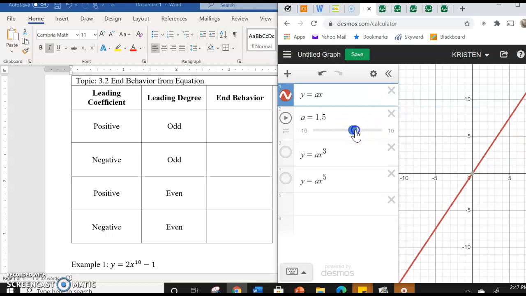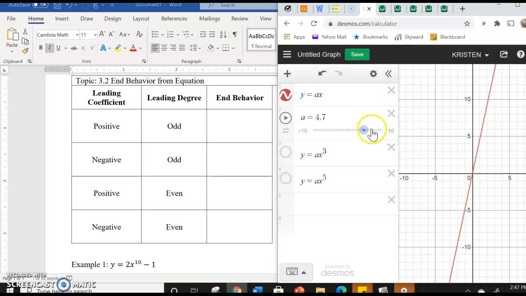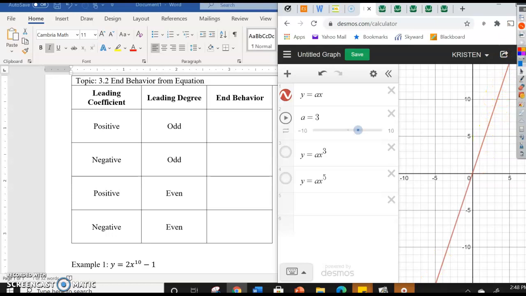If I change the a value, is that still true? Yes, if I change it to a positive 5.8, the left arrow is still pointing down and the right arrow is still pointing up. No matter what a value I put in there, my left arrow is always pointing towards negative infinity, and my right arrow is always pointing towards positive infinity. If I change the leading degree from 1 to 3, is that same thing still true?